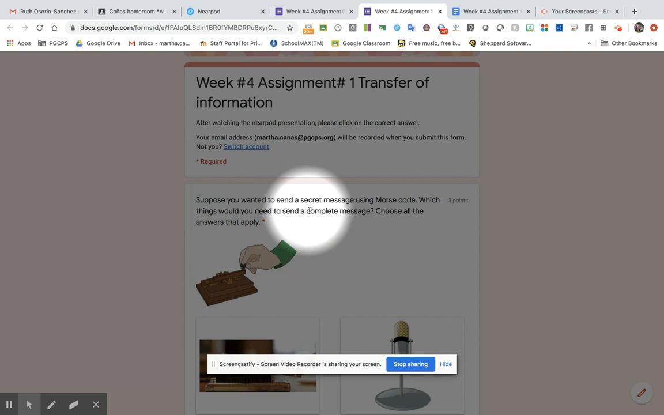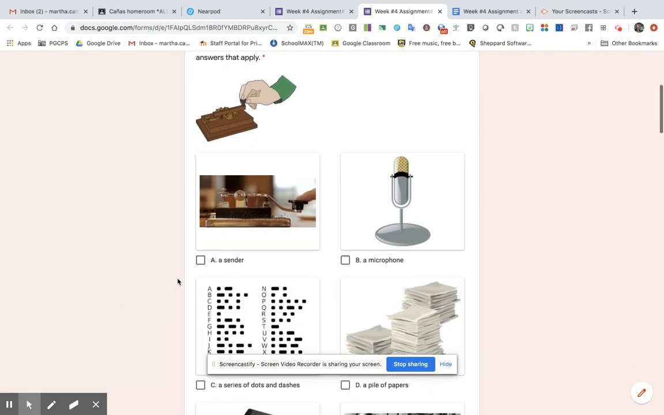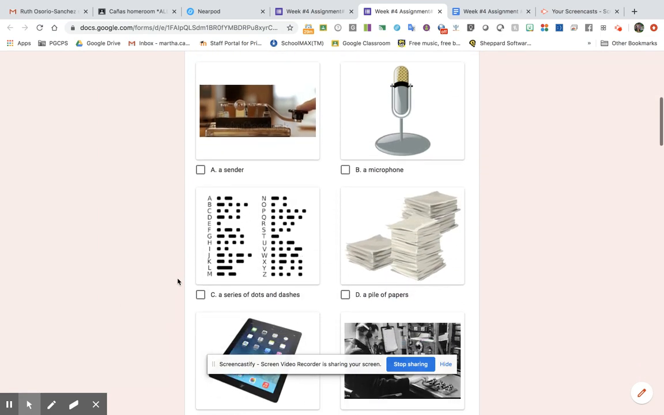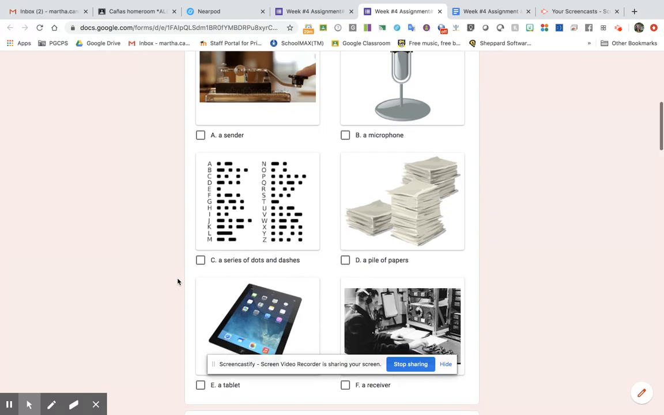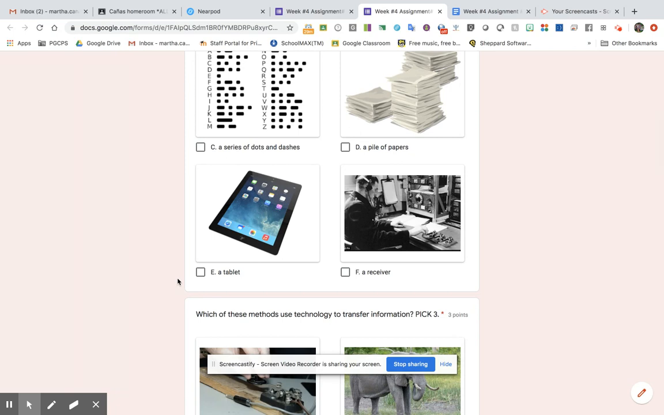Suppose you wanted to send a secret message using Morse code. Which things would you need to send a complete message? Choose all answers that apply. If you notice, this question is 3 points. That means there are 3 answers. Make sure that you check out the images to help you. Do you need a sender, a microphone, a series of dots and dashes, a pile of papers, a tablet, a receiver? Remember to pick 3.